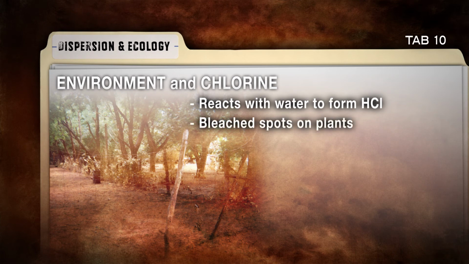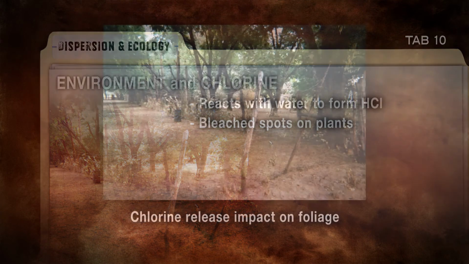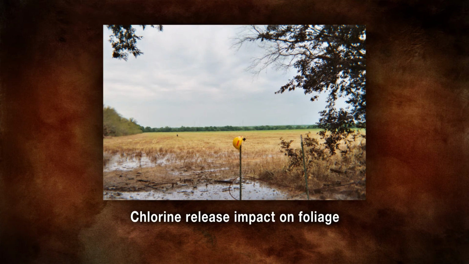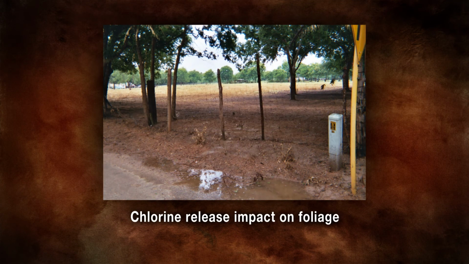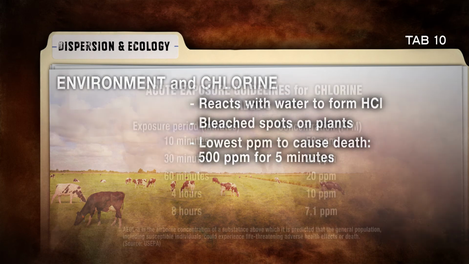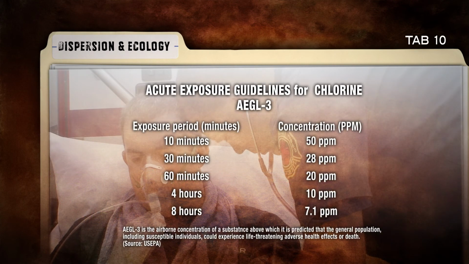Chlorine causes bleached spots on leafy plants because it reacts with the chlorophyll in leaves. Mature leaves are the most susceptible. Usually the plant itself is not destroyed, but yield or growth rate may be retarded. Chlorine's effect on animal life is similar to exposure consequences in humans. The lowest concentration of chlorine in air which has been reported to cause death in animals or humans is listed as 500 parts per million for a duration of 5 minutes. Exposure to lower concentrations for longer durations could also be lethal.